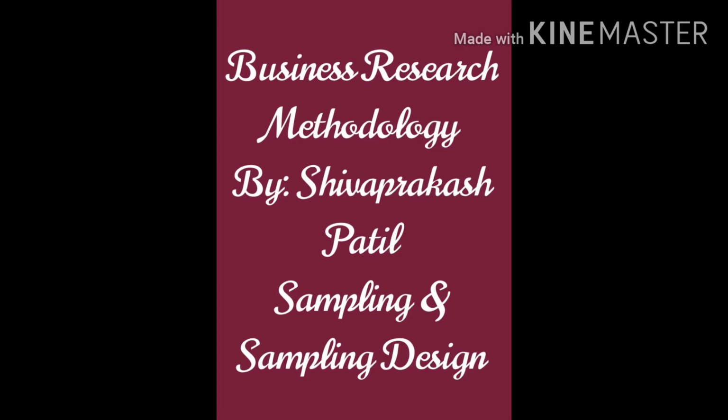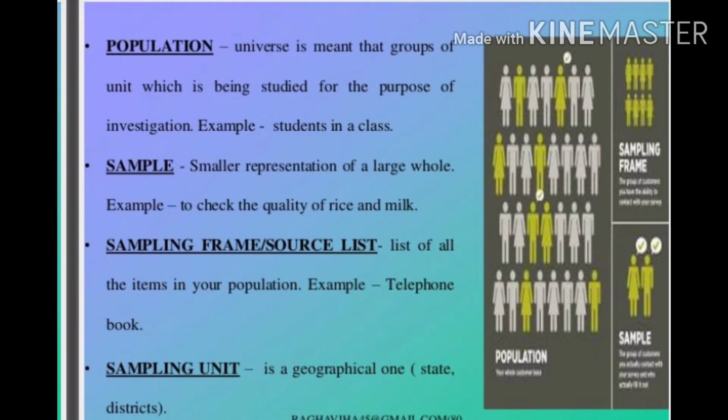Business research methodology, sampling and sampling design. So let us discuss sampling and sampling design. First we will see the population. Population means the group of units which is being studied for the purpose of investigation. Example, students in a class.